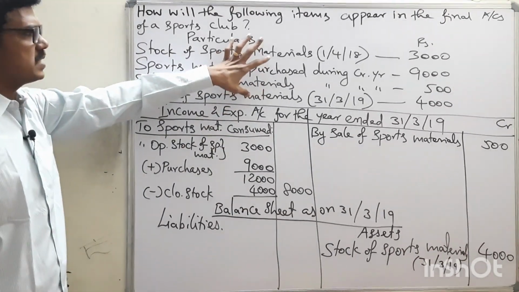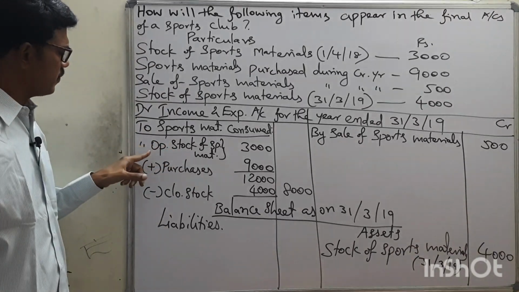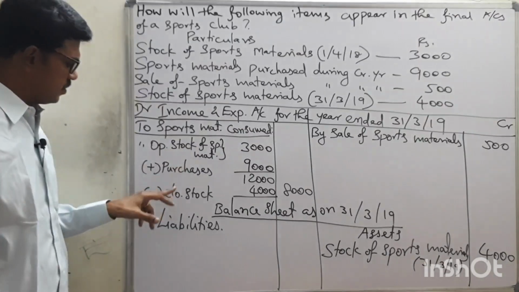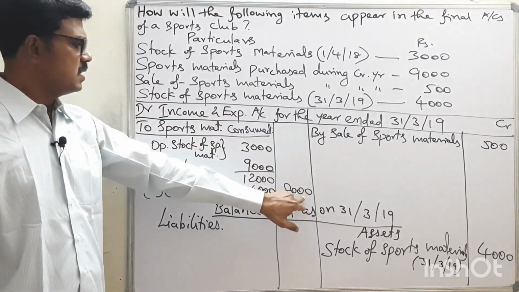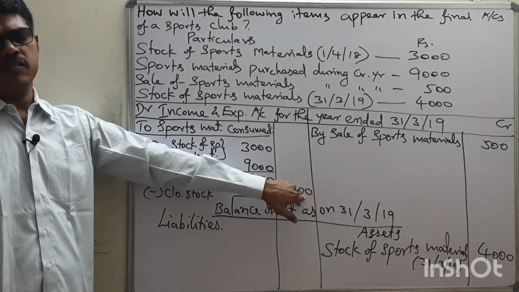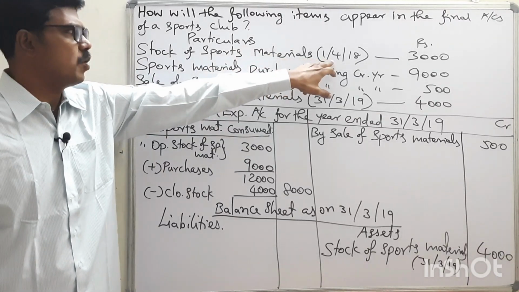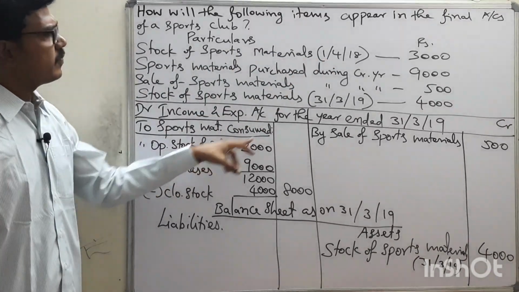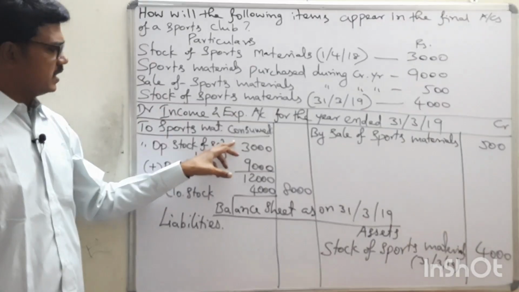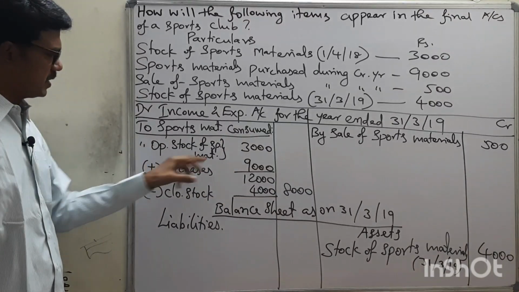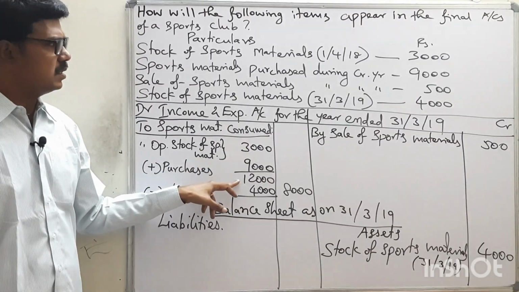We should calculate by adjusting the opening stock. There is a method to calculate the consumption made during the year: opening stock plus purchases minus closing stock will give us the sports material consumed during the year. Stock of sports material on 1/4 is the opening stock, 3000. Purchases made during the year, 9000. Opening stock plus purchases: 3000 plus 9000 is equal to 12,000.